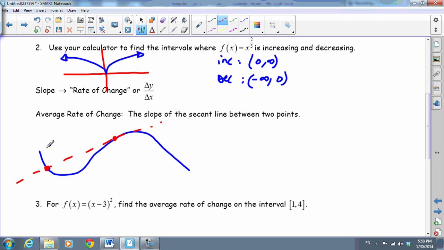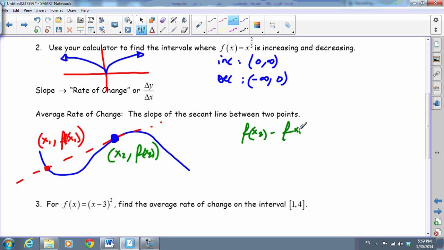Now, the coordinate of this point will be x1 comma the function f of x1, meaning the value of y when x is x1. And for the second point, meaning this point, the coordinates will be x2 and f of x2, meaning the y value of x2. So to find the rate of change, I would say change of y, meaning f of x2 minus f of x1 over, again, this is your y2 minus y1 over x2 minus x1. And this, of course, is the function f of x.